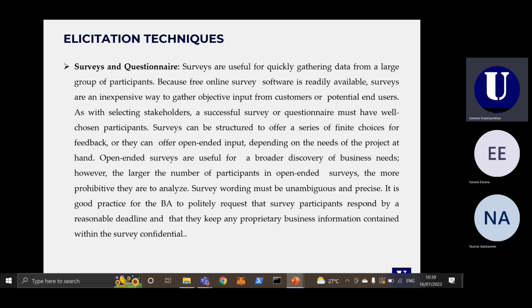When using surveys, you need to ensure that open-ended questions are useful for a broader discovery of the business need. However, when you have a large number of participants or respondents in your survey, you need to limit the number of open-ended questions. Because imagine if you have just open-ended questions and about 50 people responding, it will be difficult for you to understand the patterns, because it's going to be so cumbersome to analyze 50 documents that someone has written.